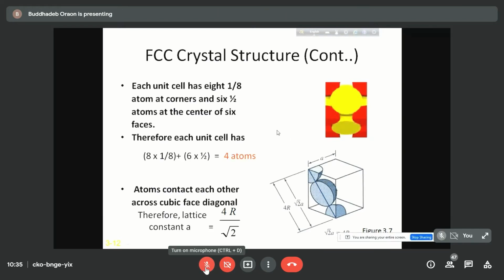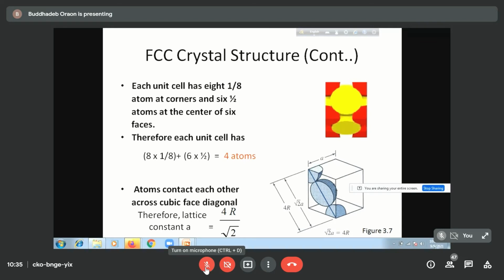My question, I am repeating. If you consider HCP structure, the voice is coming very low, it is at my maximum. So my question is, if you consider HCP structure, then tell me how many total number of atoms are there in the unit cell and what is the effective number of atoms in a unit cell?